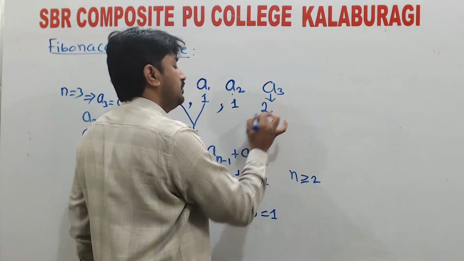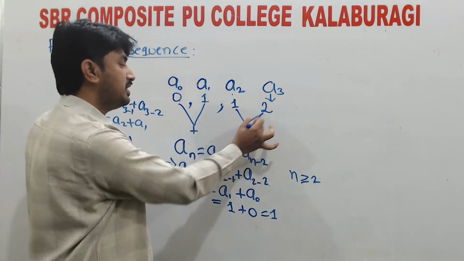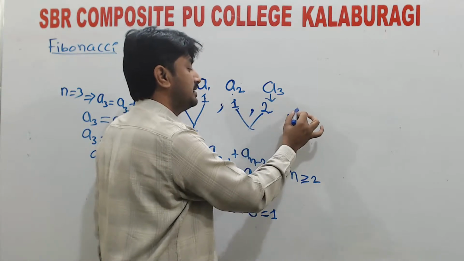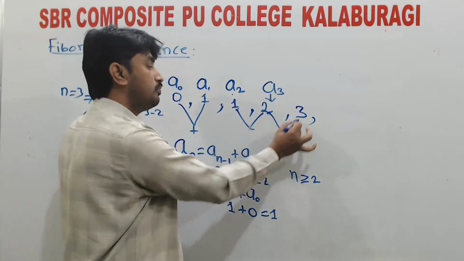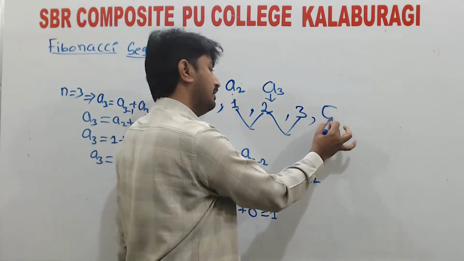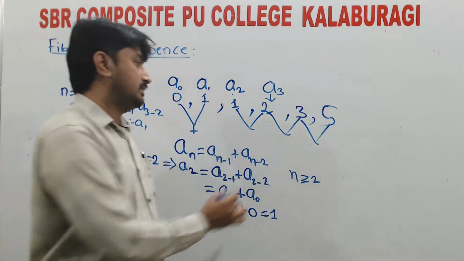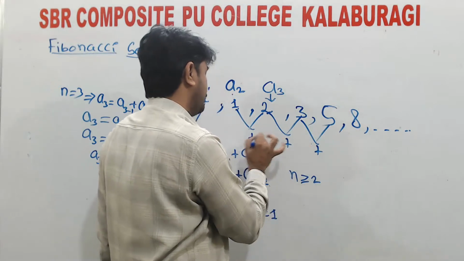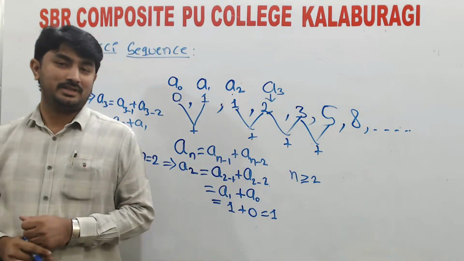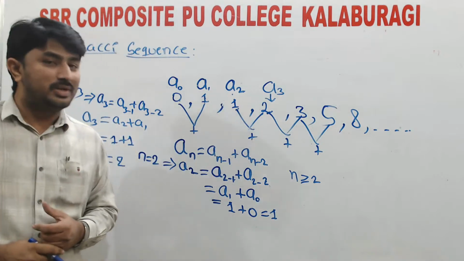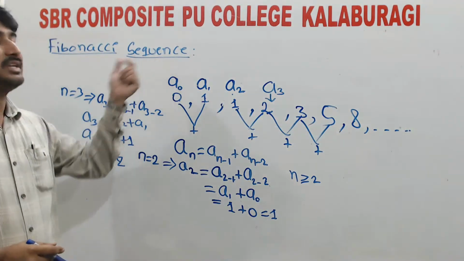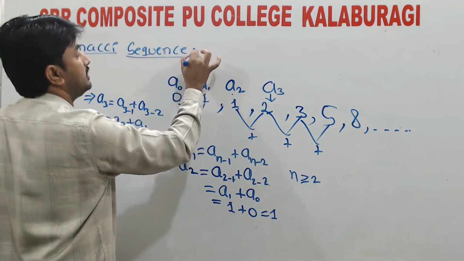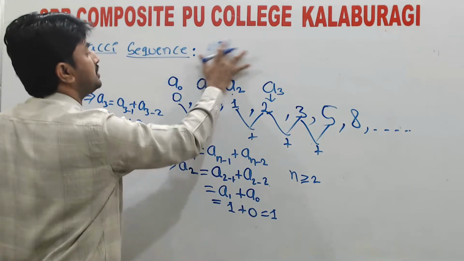Therefore, it is 2. And next, the sum of these two, I will write directly: 1 plus 2 is 3. Again, 2 plus 3 is 5. Again, 5 plus 3 is 8, and so on. So this type of procedure, this type of rule, is called the Fibonacci sequence. I will define it here.